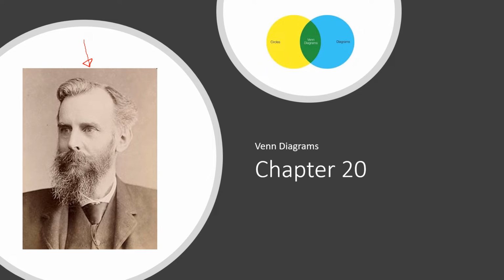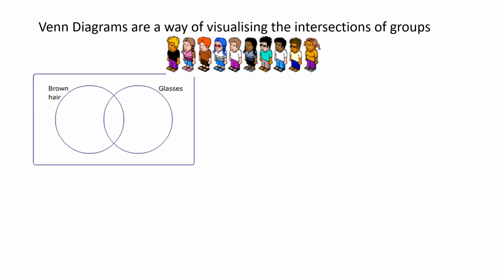If you ever want to have something named after yourself, invent a diagram. So a Venn diagram is a good way of visualizing how groups break down into separate characteristics. We can see here that we've got our 10 weird looking Lego cardboard people, and we might want to categorize them by whether they've got brown hair or not, and whether they've got glasses or not.